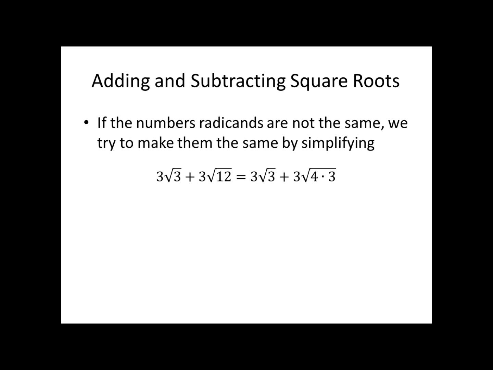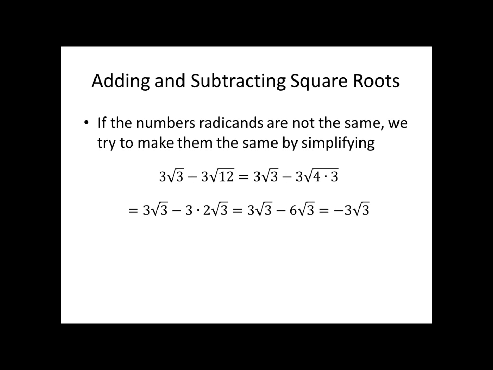So I've got 3 square root of 3 plus 3 square root of 12. The 3 and the 12 are not the same. Can I make them the same? Well, it turns out that I can. I'm going to leave that first term alone. I'm going to work on the 12. 12, as you should know by now, is 4 times 3. That square root's going to work out really great with that 4. The square root of 4 is 2. So that 2 comes out. It turns into 3 square root of 3 plus 6 square root of 3. Now that we have like radicands, we go ahead. 3 plus 6 is 9 square root of 3.